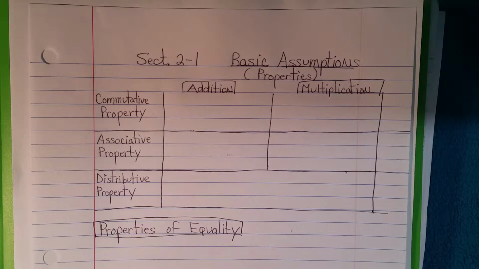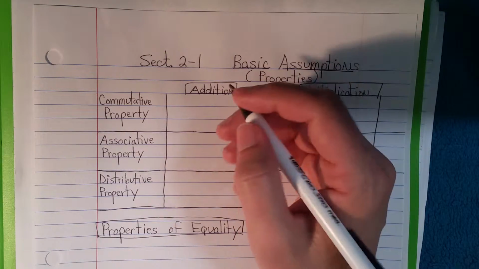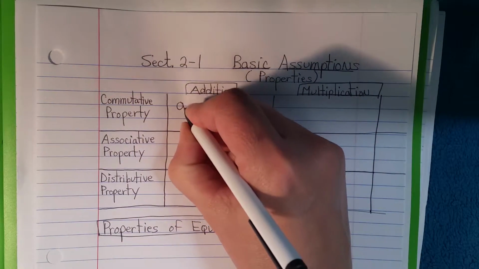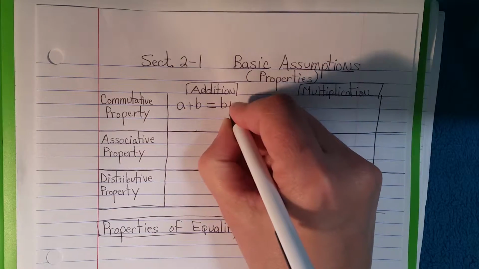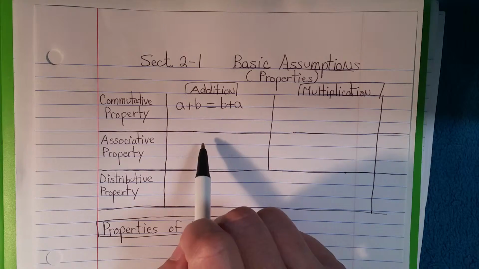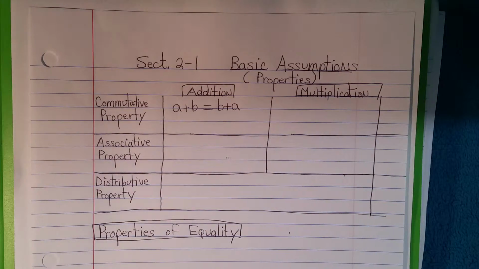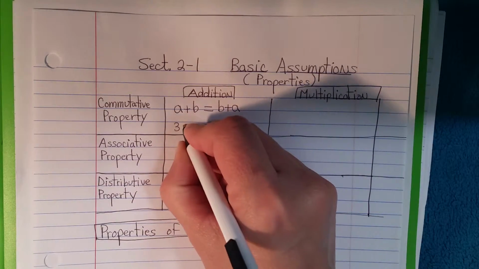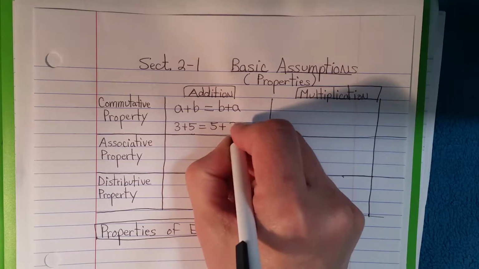So commutative property, and you may know these, or at least may have heard of some of them, but the commutative property for addition goes like A plus B equals B plus A. It just says that you can switch the order of the terms that you're adding, and they're equal. So A plus B is the exact same thing as B plus A. So order when you would add doesn't matter. In terms of numbers, that would be like 3 plus 5 equaling 5 plus 3.